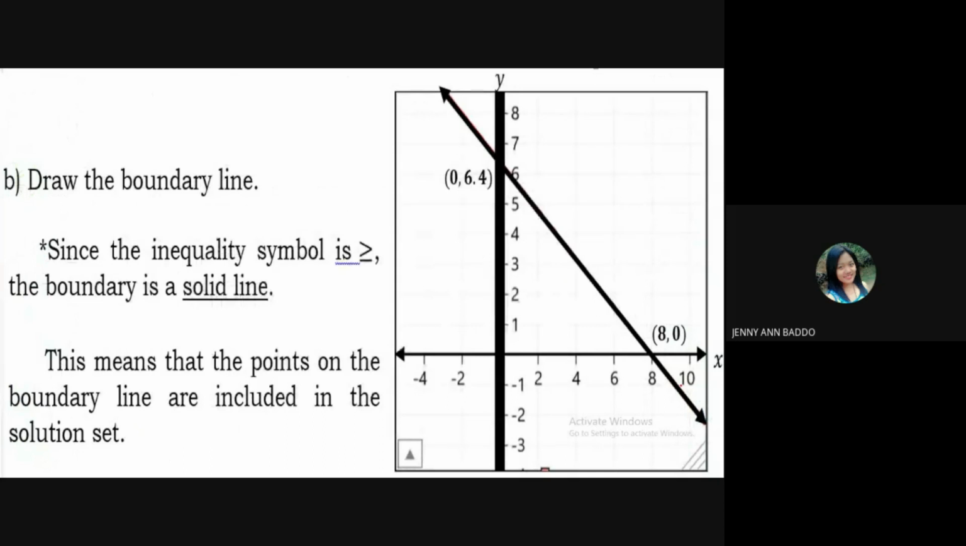Now, since we have found the x and y-intercepts, we are ready to graph the plane divider. Note that since the inequality symbol is greater than or equal to, we use a solid line. This means that all the points found on this line are solutions of the given inequality. So (8, 0) is here because 8 is the x-intercept, and then 6.4 is here. It's the y-intercept.